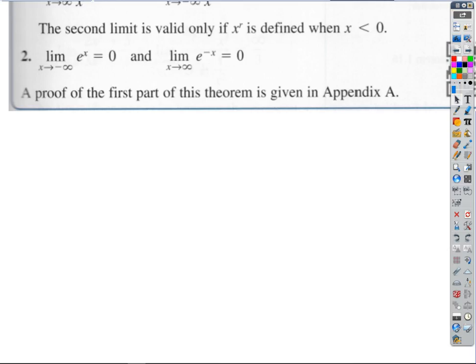Isn't it Euler's number? It's a natural constant. Sometimes we call it the natural number. 2 point, what is it? I don't even know. 7128 or something. It goes on and on and on. It's just like pi. It's one of those numbers that shows up a lot.